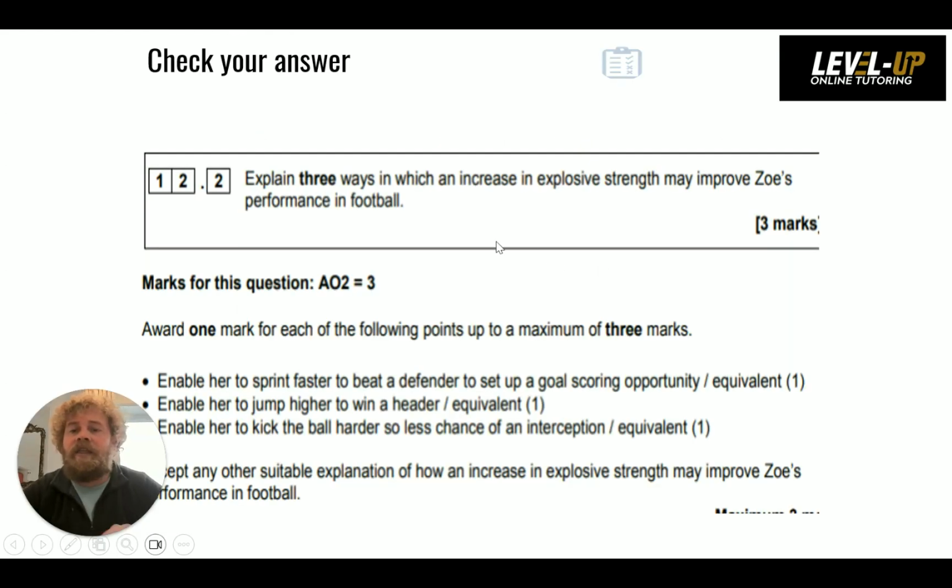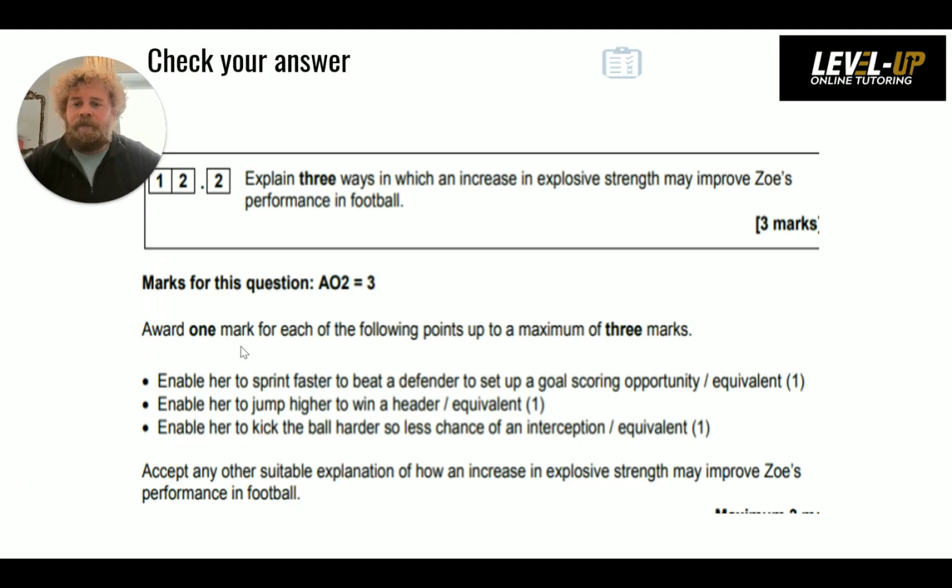As I said, explain 3 ways. To get the marks, you just need to explain 3 different points. Some examples we may have include enabling her to sprint faster, to beat a defender, to set up a goal scoring opportunity or equivalent; enable her to jump higher to win a header or equivalent; or enable her to kick the ball harder, so less chance of an interception or an equivalent. There are other suitable responses as well, but these are just 3 of the ones that we've picked out.